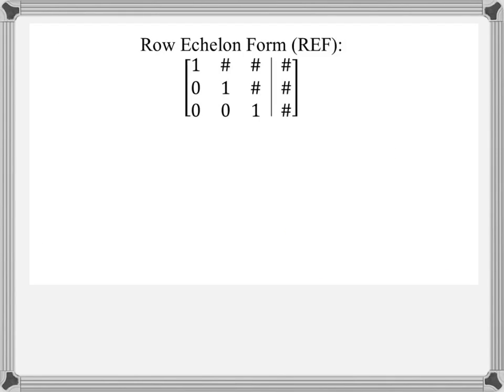Row echelon form is a matrix that is in this format. The key is we have ones on our diagonal starting from the upper left, and we have zeros below it. Reduced row echelon form would also have zeros above, but row echelon form is just zeros below.